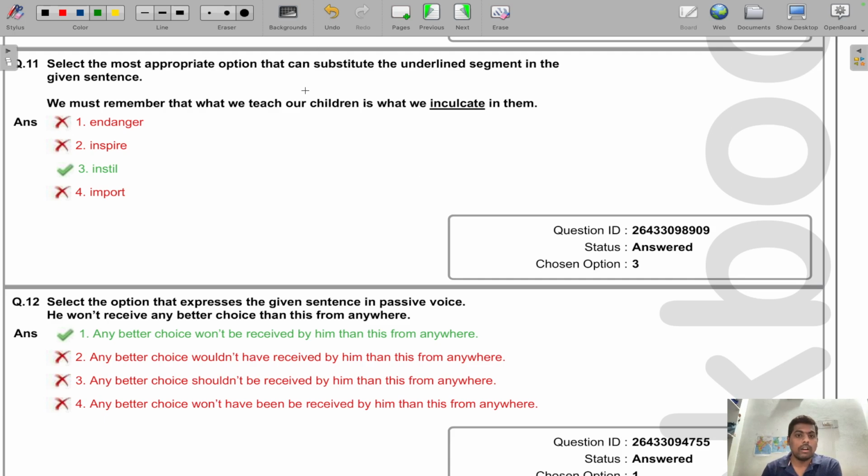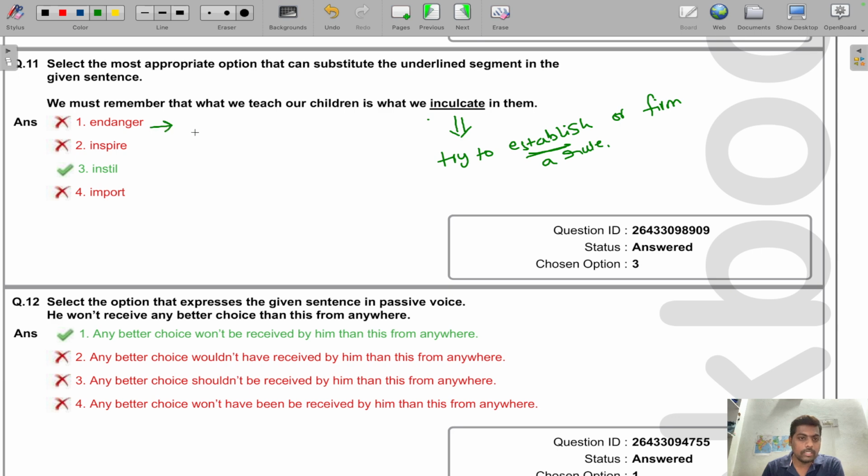So they are asking the most appropriate option that can substitute the underlined word. Inculcate, guys. Inculcate means if you try to establish or frame a rule, that we can say is inculcate. For example, if you try to say anything to the child, we can say we are trying to inculcate in the child, so we are trying to establish something in the child. So they are asking the meaning of inculcate.